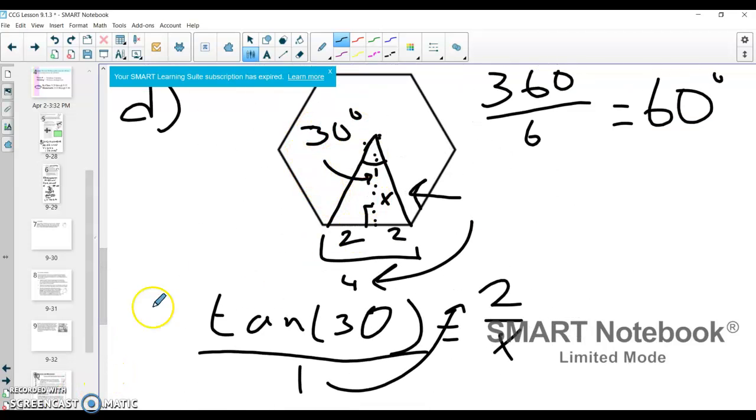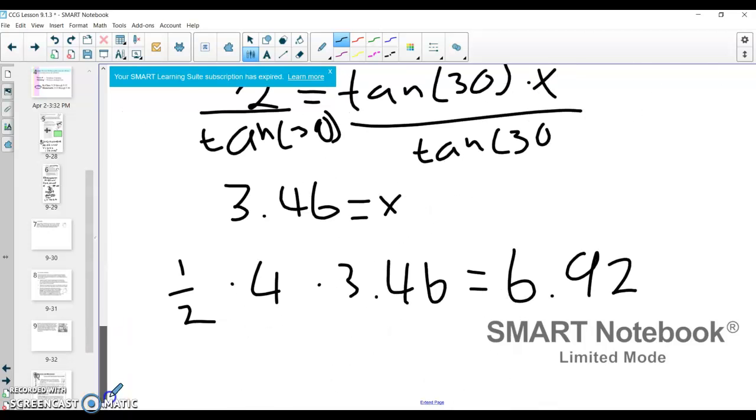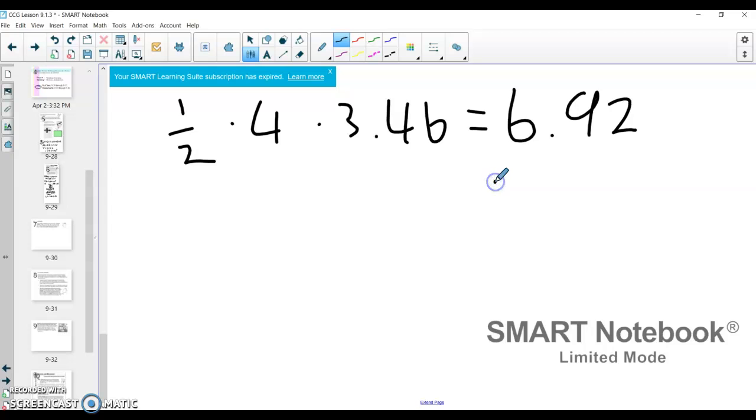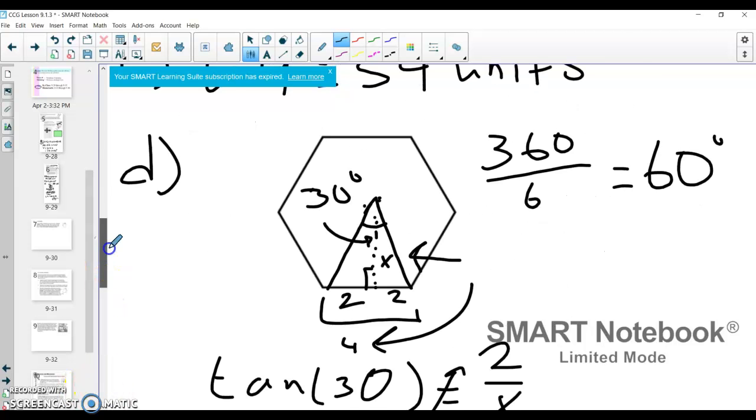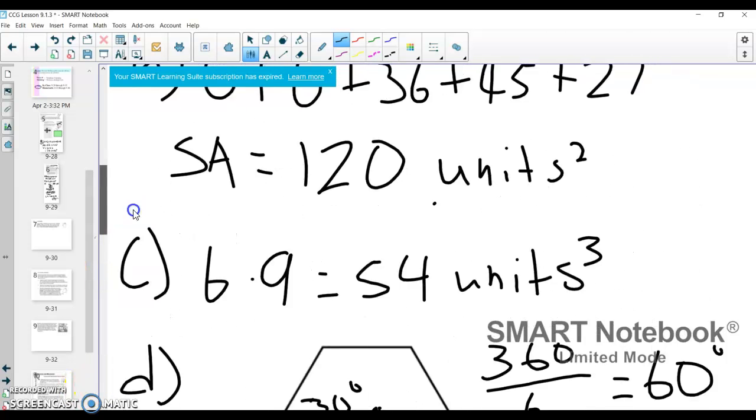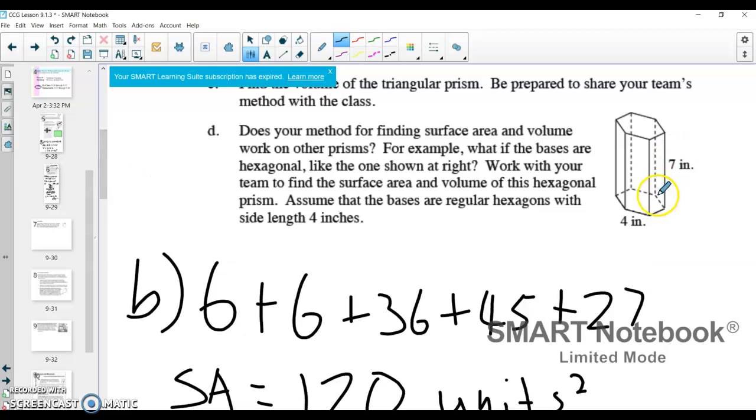This hexagon is made up of 6 triangles. So I take my 6.92 and I multiply that by 6. Let's make sure I get this right. This would give me 41.52 as the area. So now I found the area of my base.